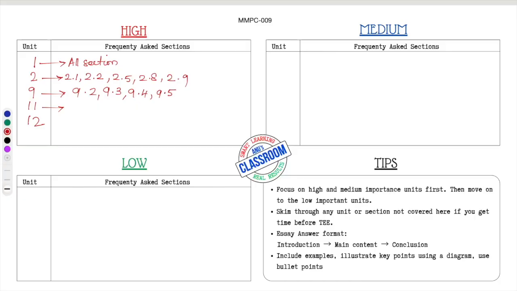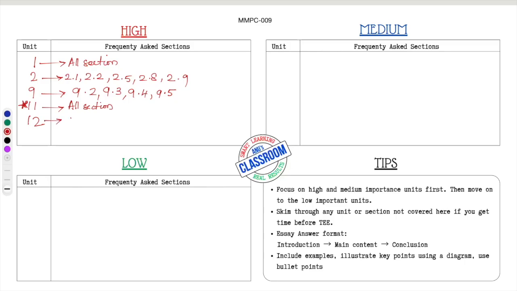From unit 11, that is value engineering and quality assurance, it is a very, very important and one of the most favorite topics of examiners. So all sections are important. Okay, study all the sections. From unit 12, that is purchase system and procedure and inventory management, if you can, then focus on all sections.